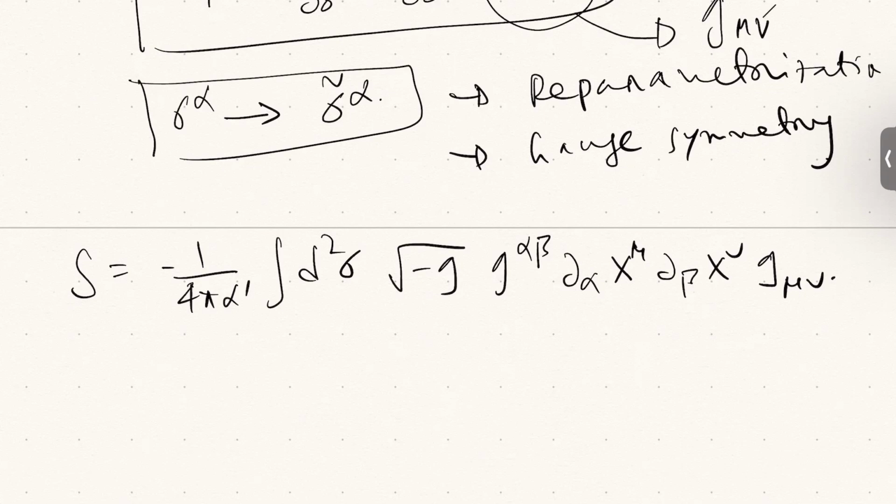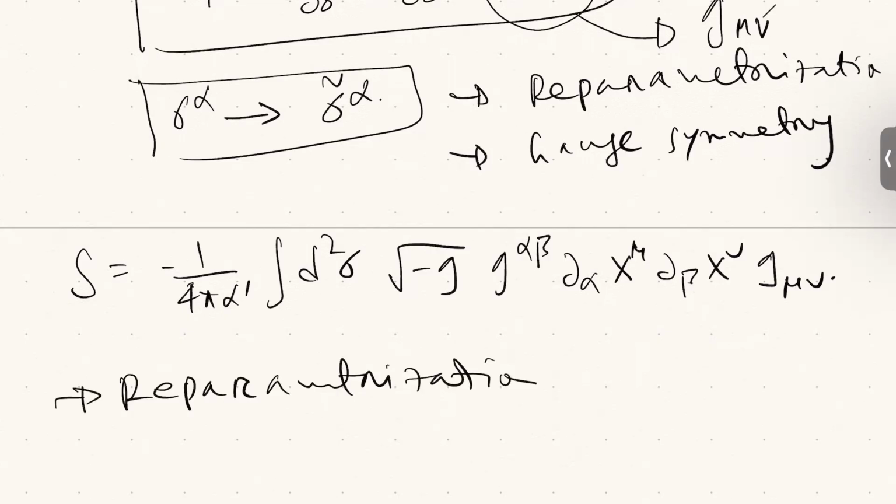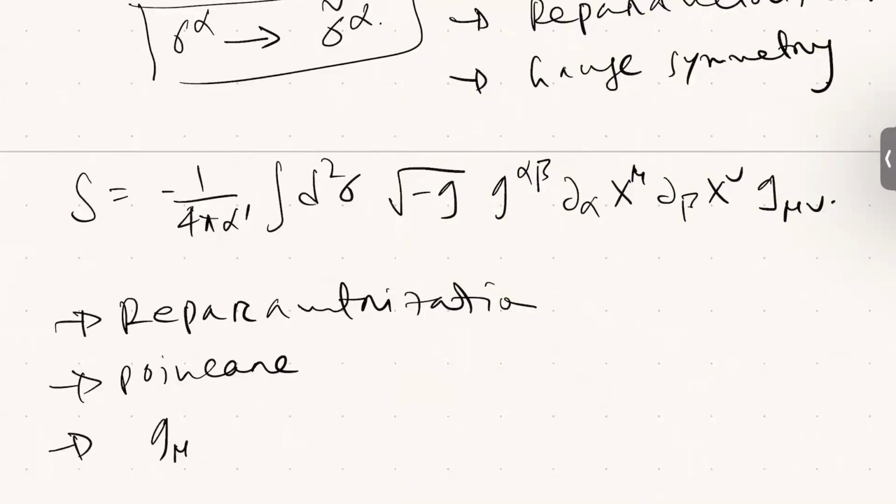And unfortunately, I won't be able to show how to quantize it very appropriately, but I will just make some remarks, okay? For example, it again has reparameterization symmetry. It also has Poincaré symmetry, but it has some extra symmetry, which is you can make G mu nu go as omega squared sigma times G mu nu.